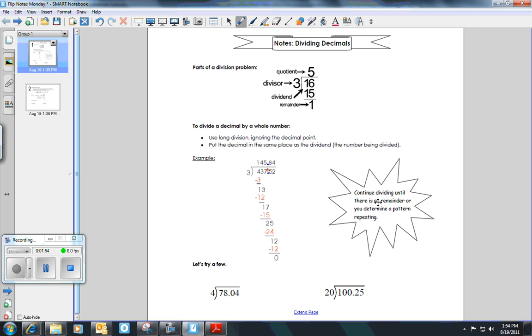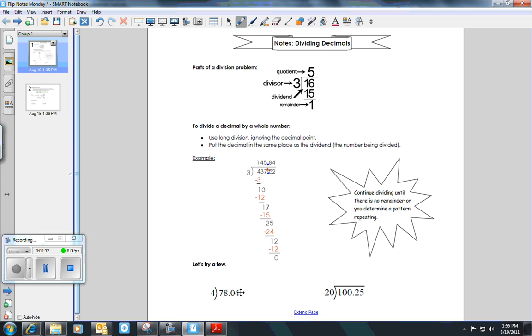You're going to continue dividing until there is no remainder or you find a repeating pattern. Okay? This one happened to work out perfectly to 0 at the hundredths spot. If this hadn't worked out to 0, we would add another 0 at the end of our dividend and then pull that 0 down to continue dividing as many times as we needed to until there was no remainder or we had a pattern that had started. Okay, so let's look at an example of this. We're going to try one down here.